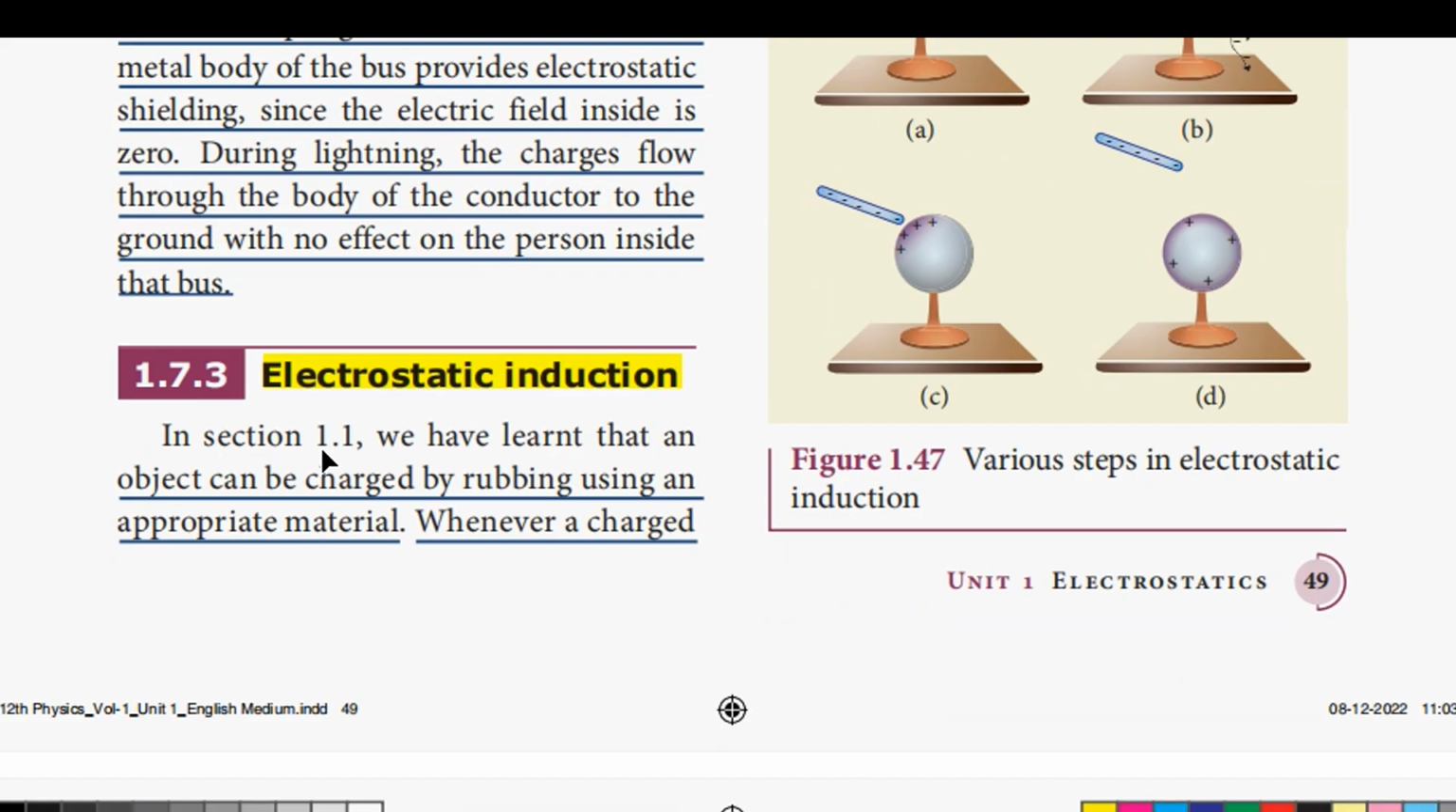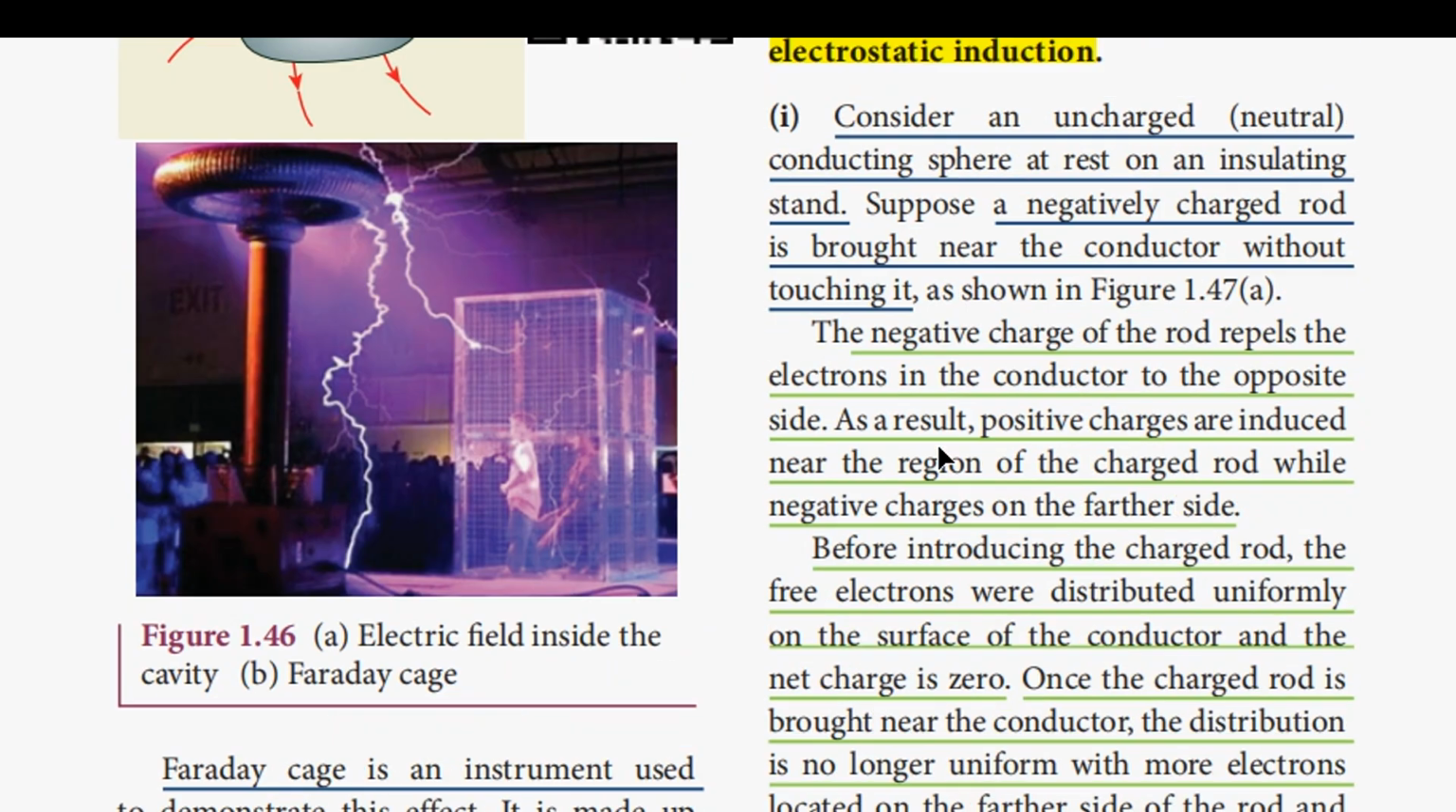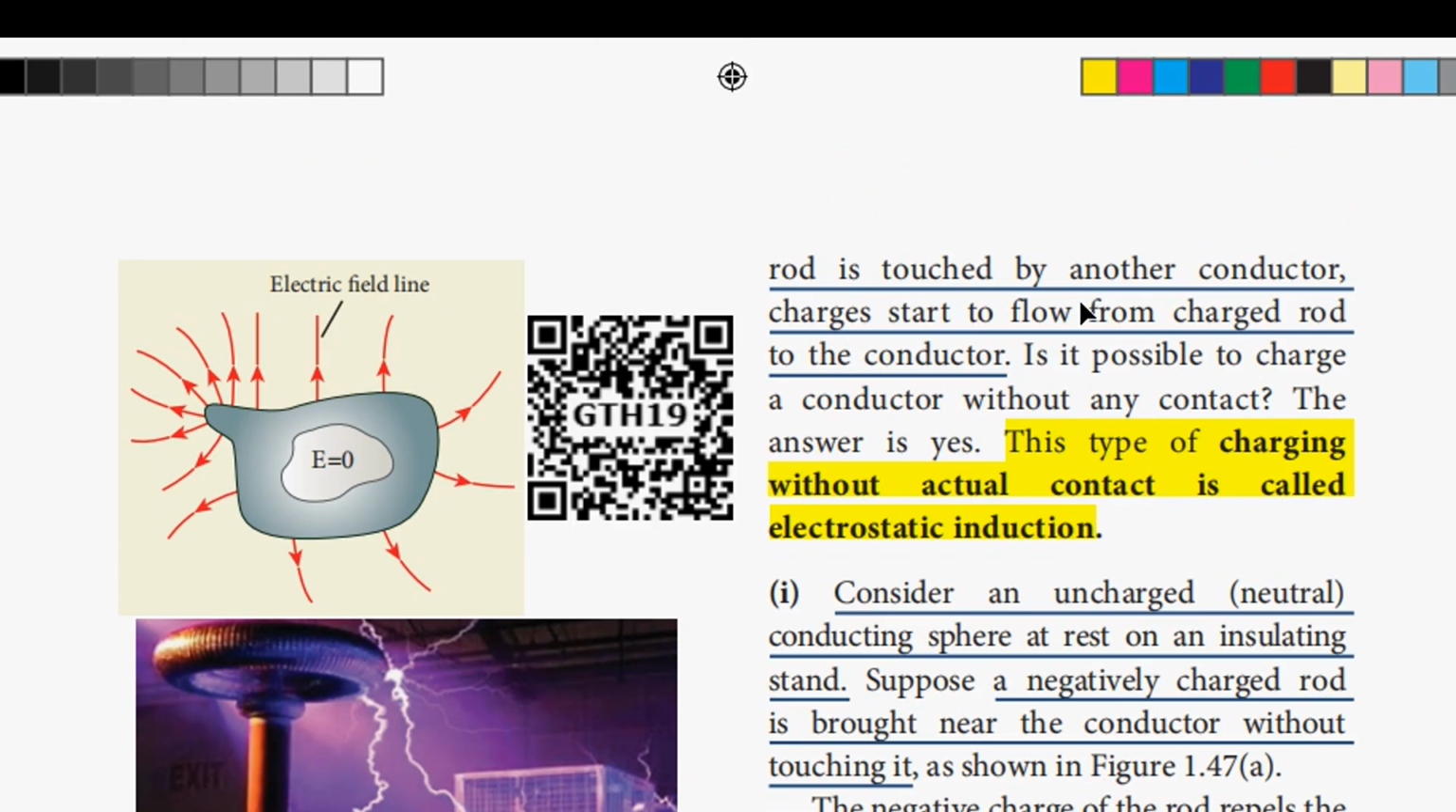Now, next we will study about what is electrostatic induction. We have already learned that an object can be charged by rubbing using an appropriate material. Whenever a charged rod is touched by another conductor, charges start to flow from the charged rod to the conductor. Is it possible to charge a conductor without any contact? Yes, we can charge it. And that type of charging without actual contact is called electrostatic induction.